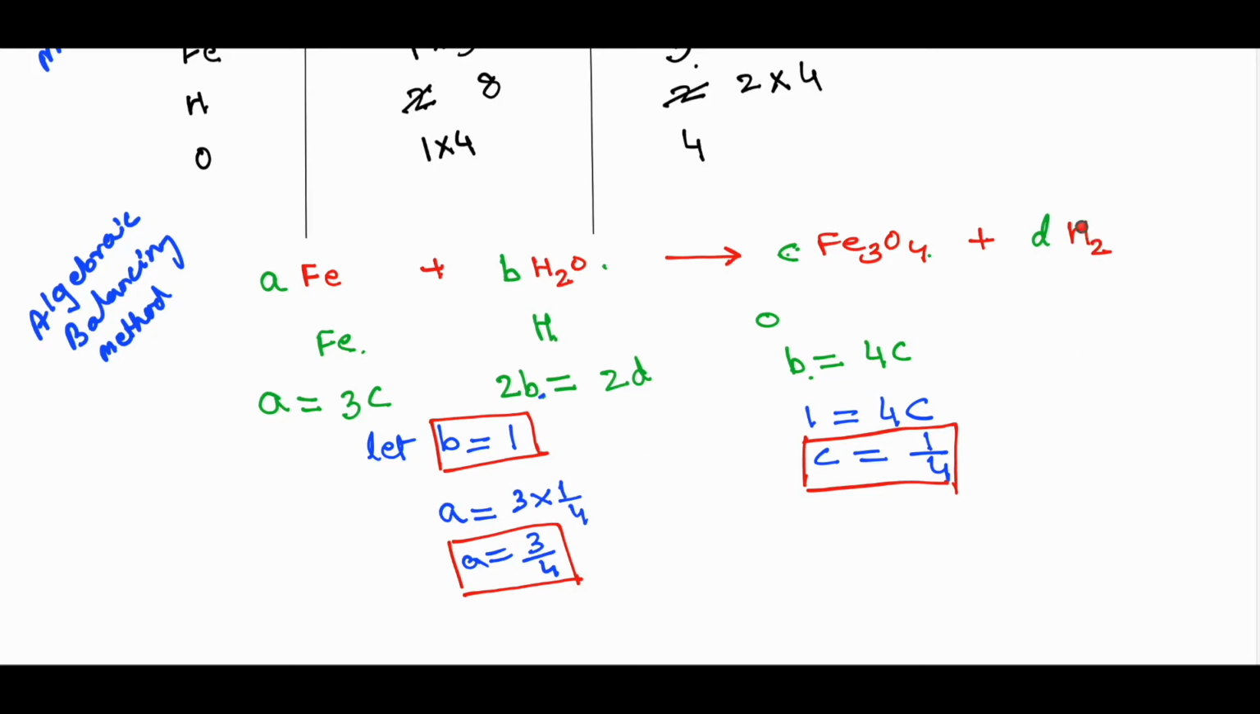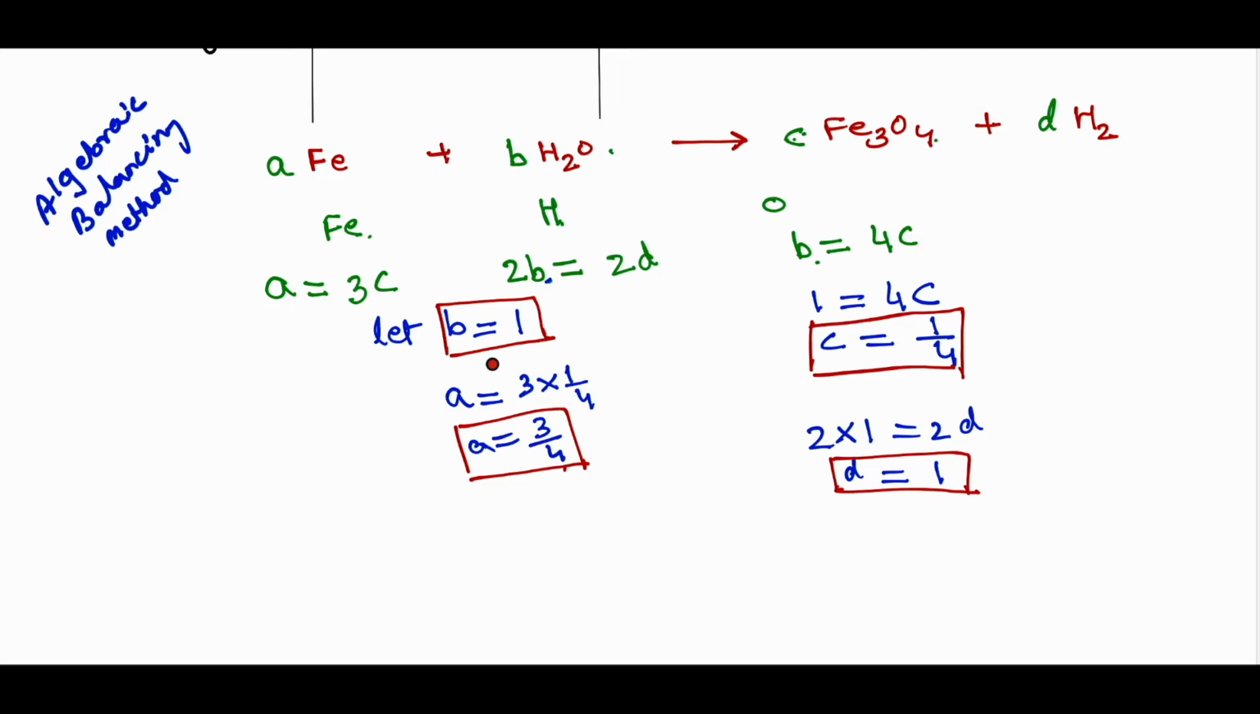Now what is left? Yes, you have to find the value of D. From the equation 2B is equal to 2D, put down the value of B so that you can get the value of D. Here B is 1, so 2 multiplied by 1 is equal to 2D. So from here D will be 1. Now you have got all the values of the alphabets: A as 3 by 4, B as 1, C as 1 by 4 and D as 1. Now you will put the values of these alphabets in this chemical equation.